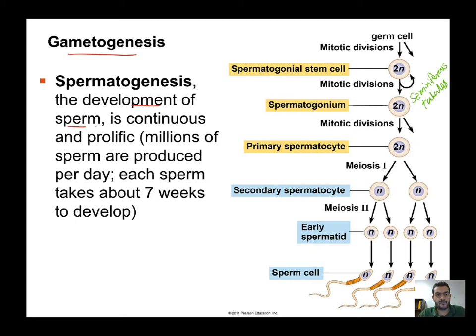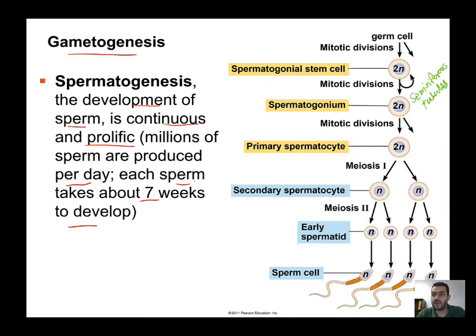So this is described as being continuous and prolific. So millions of sperms are produced. So prolific because millions of sperms are produced per day, and continuous because actually this starts once puberty is hit. So these sperms will be produced on a daily basis, continuously, starting from puberty, and this whole process will take about 7 weeks to develop. So each sperm takes about 7 weeks to develop. So let's go through the process.